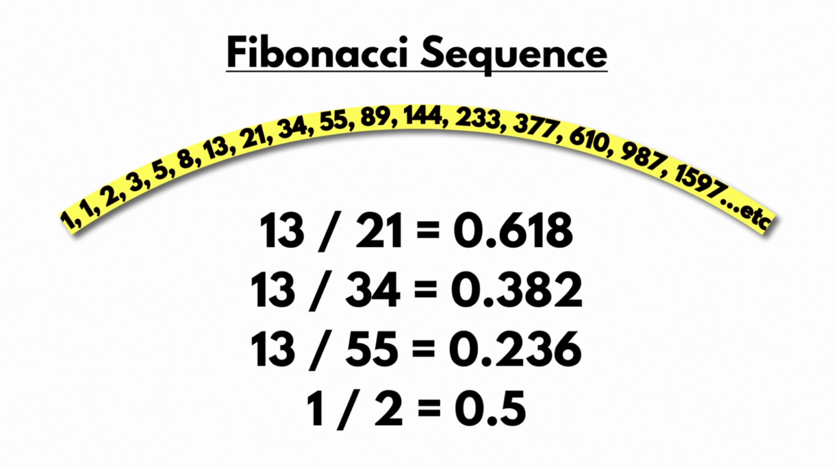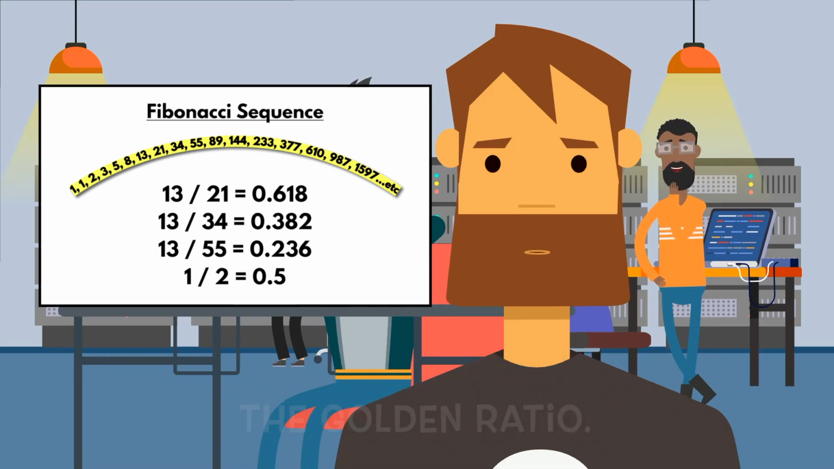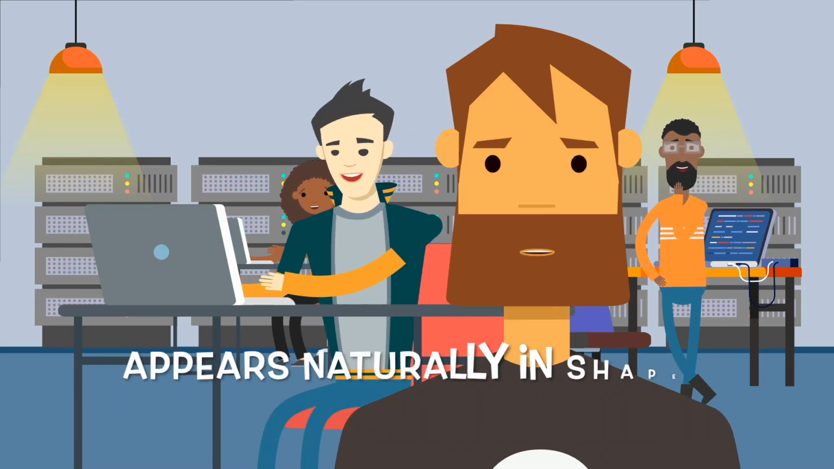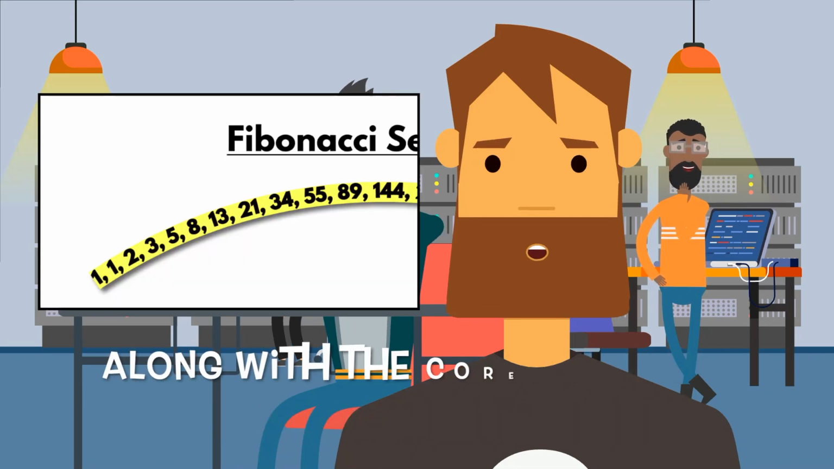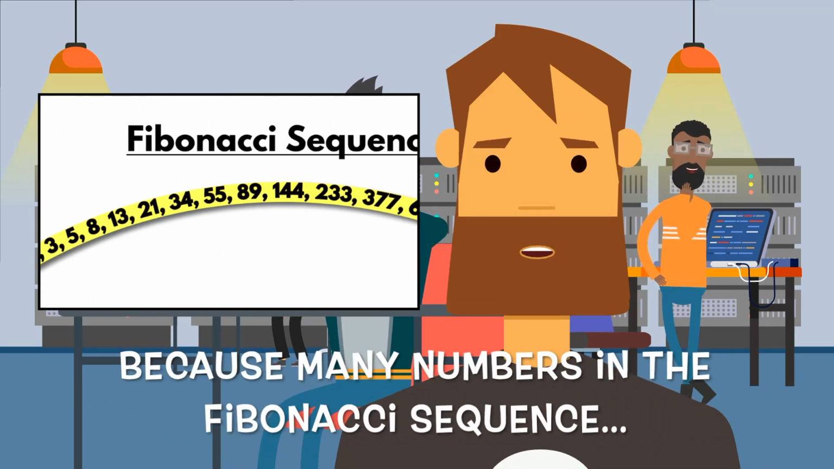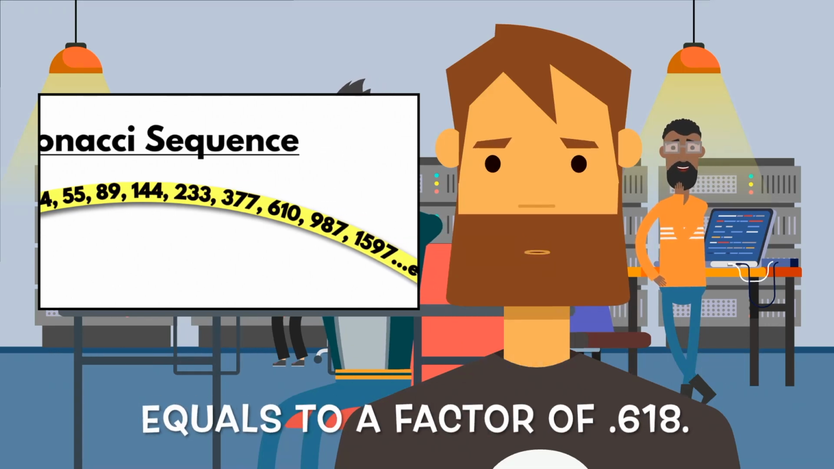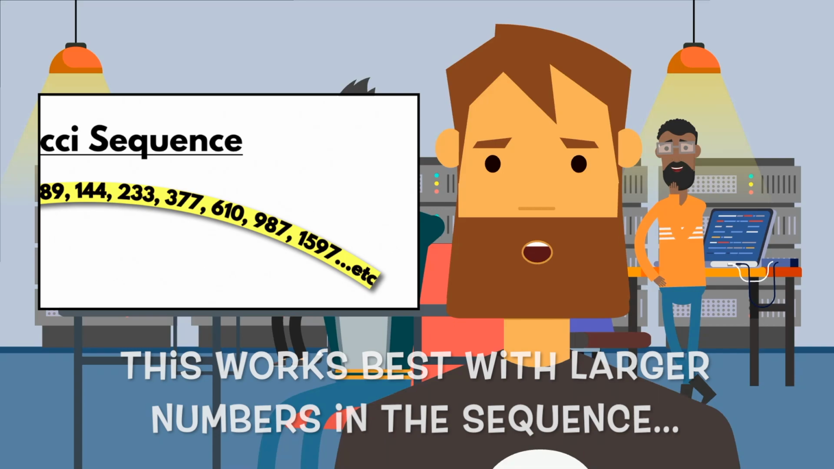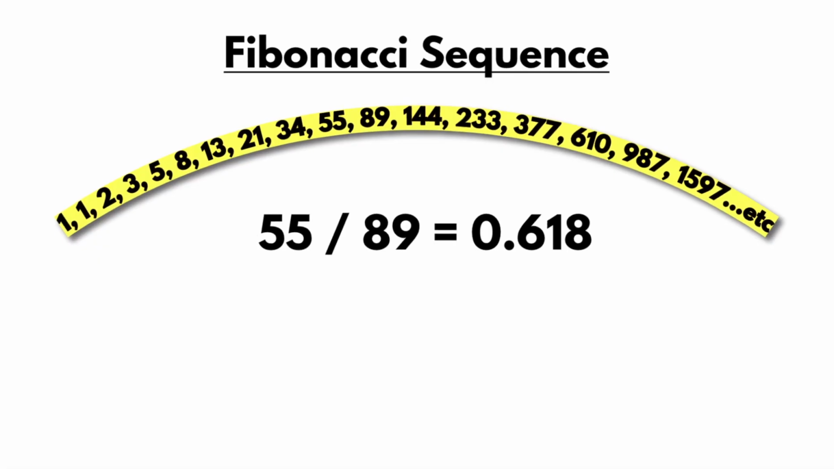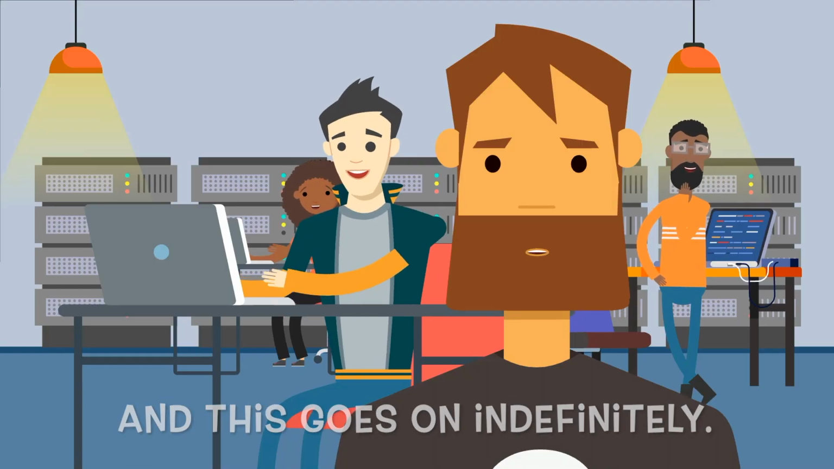To find 0.5, we divide 1 by 2, which equals 0.5. The most important ratio is the 0.618, which is known as the golden ratio. As we described, the golden ratio appears naturally in shapes throughout nature, along with the core Fibonacci sequence. It's known as the golden ratio because many numbers in the Fibonacci sequence, when divided by the number in front of it, equal a factor of 0.618. This works best with larger numbers in the sequence. For example, 55 divided by 89 equals 0.618. And this goes on indefinitely.